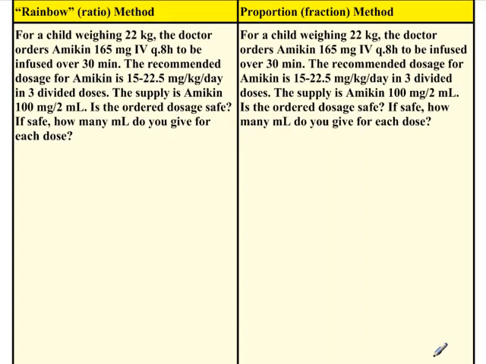Let's look at another safe dosage problem. In this case, they're giving us a recommended dosage for a particular medication, and they want to know if what the doctor ordered for a 22 kilogram patient is going to be safe. Let's read the problem. For a child weighing 22 kilograms, the doctor orders Amikacin 165 milligrams IV every 8 hours to be infused over 30 minutes. The recommended dosage is 15 to 22.5 milligrams per kilogram per day in 3 divided doses. The supply is Amikacin 100 milligrams per 2 milliliters. Is the ordered dosage safe? And if it's safe, how many milliliters do we give for each dose?